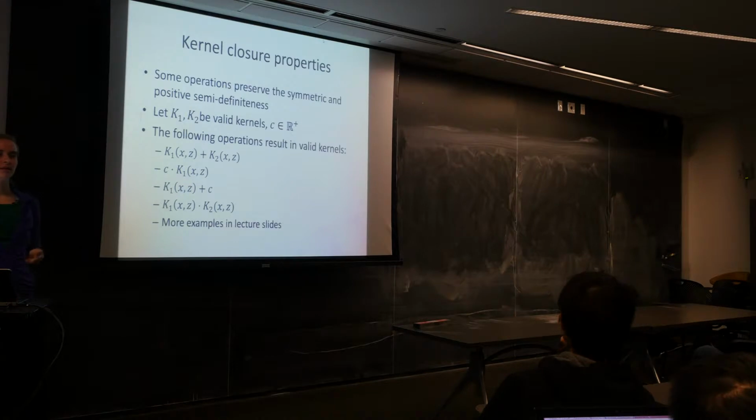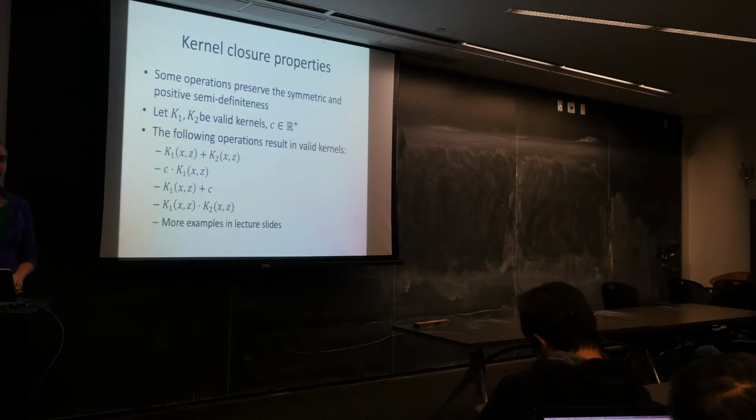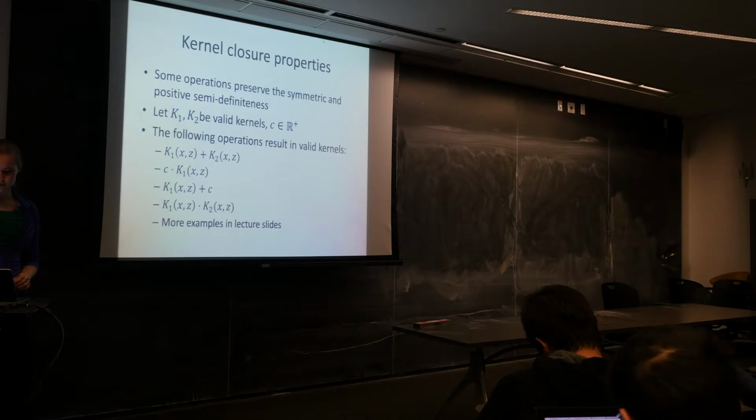You said when you showed the positive semi-definiteness, you represented the kernel as a linear transformation. Can you always do that? Or how does that make sense in terms of dot products?